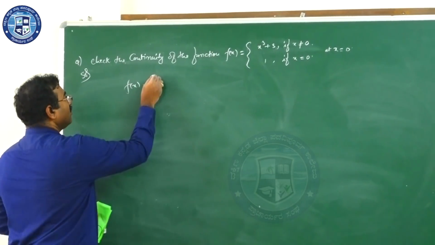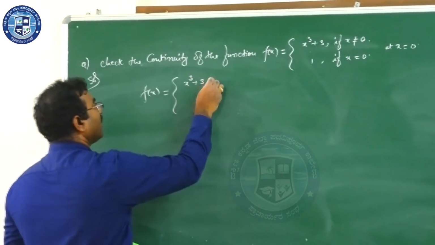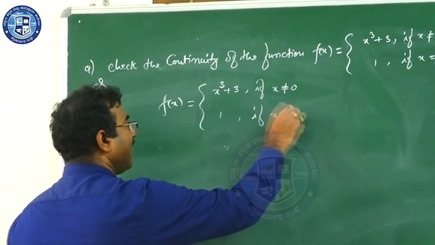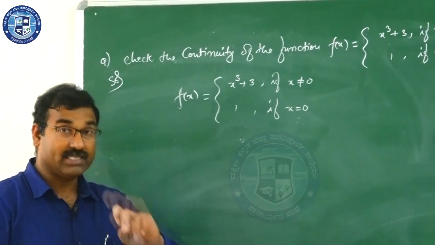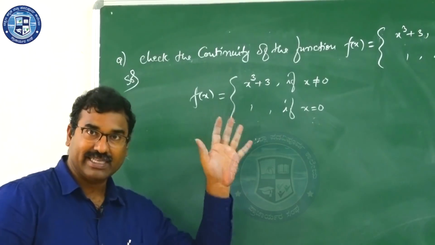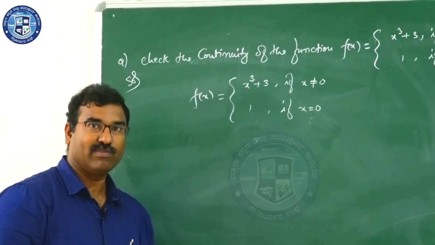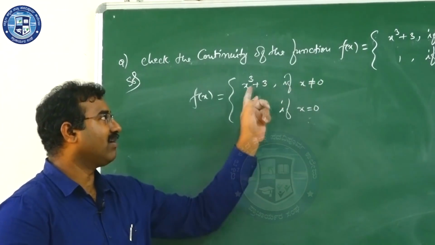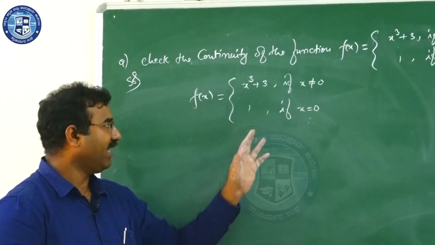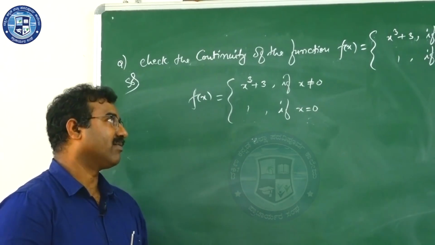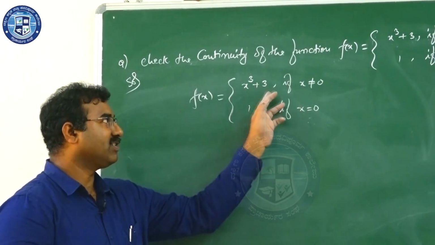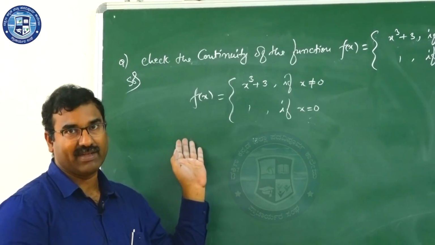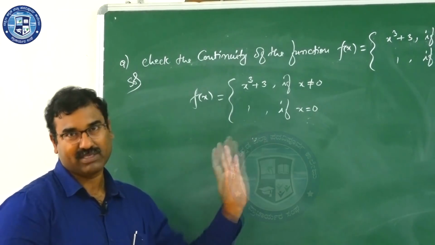So, f(x) is equal to x cube plus 3 if x not equal to 0, 1 if x equal to 0. What does x not equal to 0 mean? It means either x is less than 0 or x is more than 0. Both possibilities are there. In either case, the function is x cube plus 3, and 1 if x equal to 0. So, this is a polynomial function, it is defined everywhere, right? And at 0 they have given 1. What is the domain of this function? The domain of this function is the real number system, right?